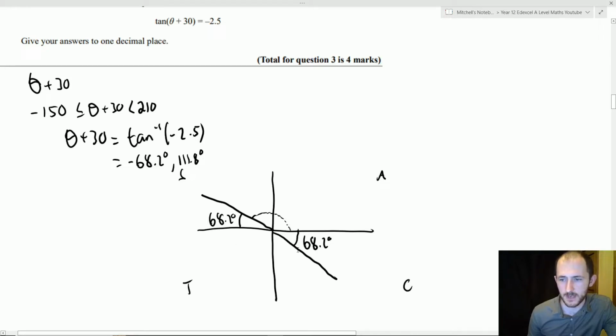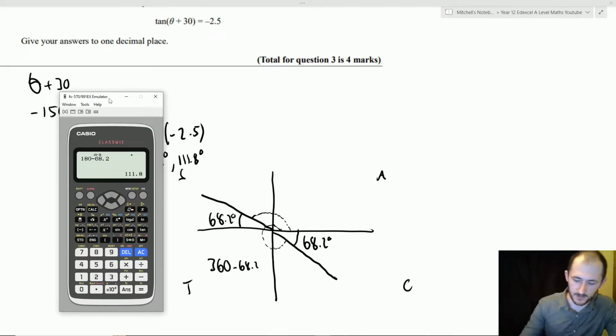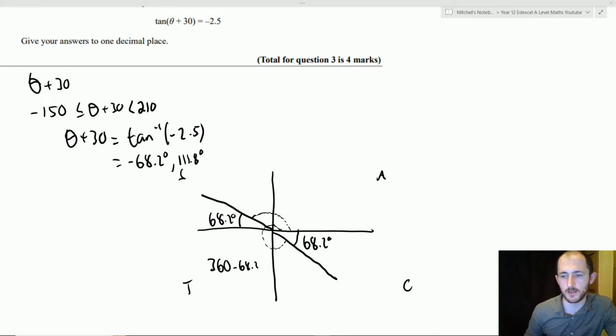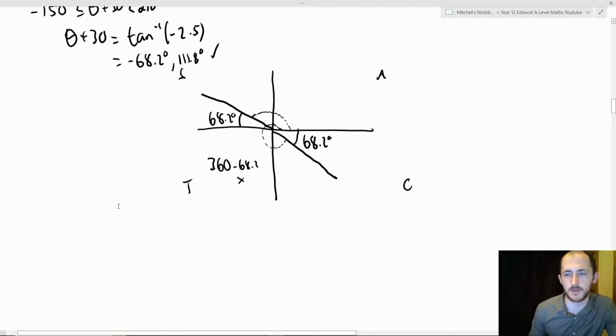Now I ask myself, if I go around again, either way, will I get an answer? Well, if I go around this way, so I read all the way around until this line, I would have 360 minus 68.2, which again is a valid answer, right? But it's outside our range. So yes, you would go round to the C, but it's outside our range, so we don't need to do it. And if I go around again, obviously that's going to be outside our range. So in short, the only two answers we have are these two. Now that's not our final answer. To work out what theta is, we need to subtract 30 degrees from both of them.